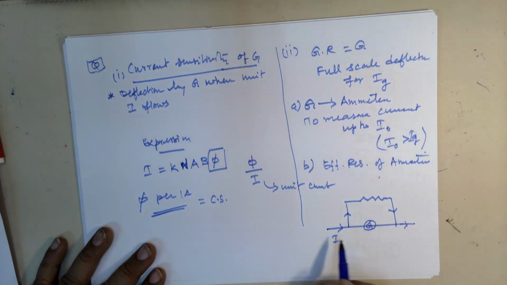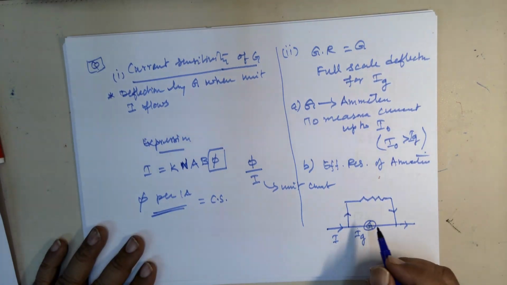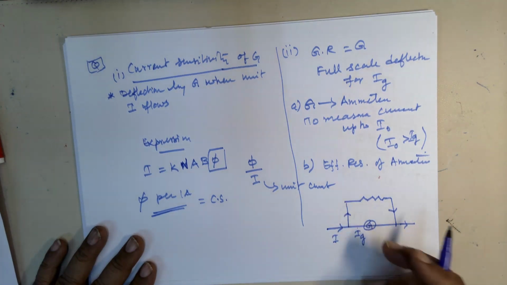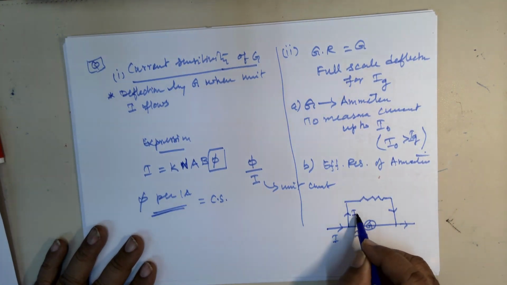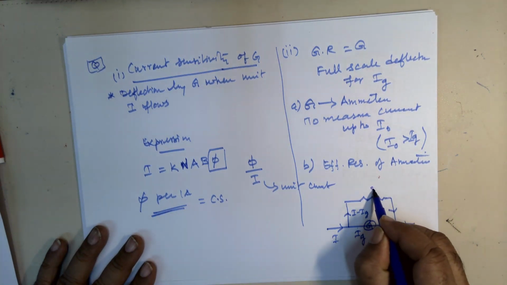Now, after the shunt, when it goes here, this is Ig, the current passing through the galvanometer. And this is I, and this is G. Listen carefully. Now, what about this current near the galvanometer? I minus Ig. Very good. I minus Ig. And then here the shunt resistance.